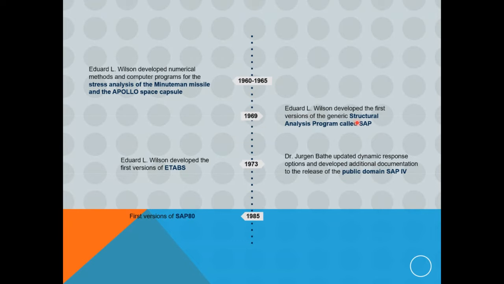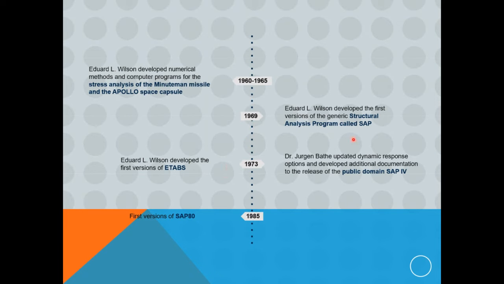In 1969, Professor Edward Wilson introduced a structure analysis program, SAP, at Berkeley in California. He introduced this software, and from here we started to apply computer knowledge in our civil engineering projects.